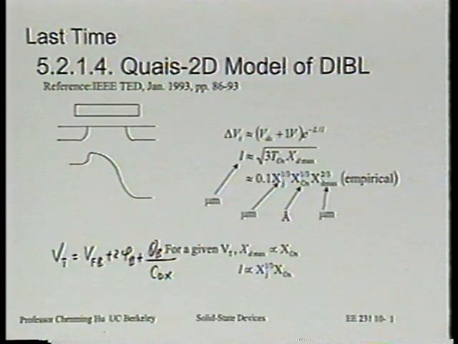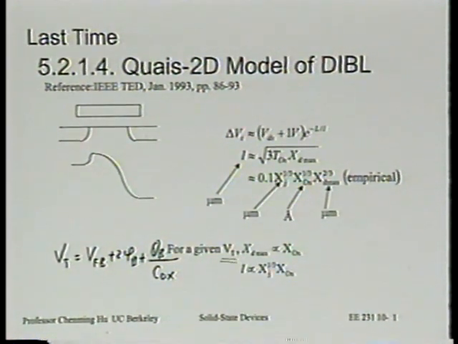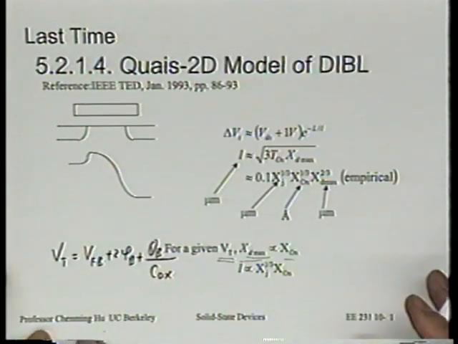You see that? I'll leave this as an exercise for you, and see if you can confirm that for a given VT, if VT is given to you, then the XD max and oxide thickness will be proportional to each other.